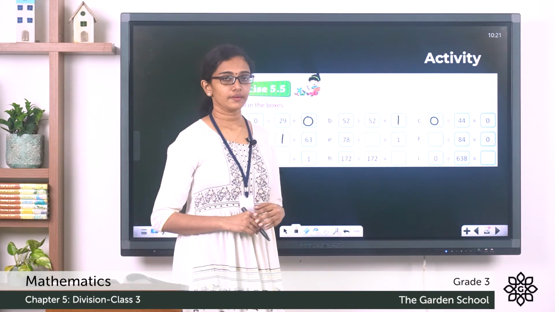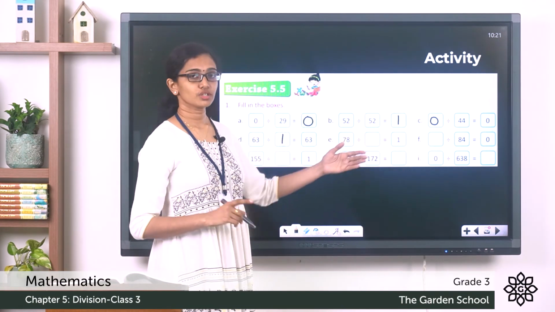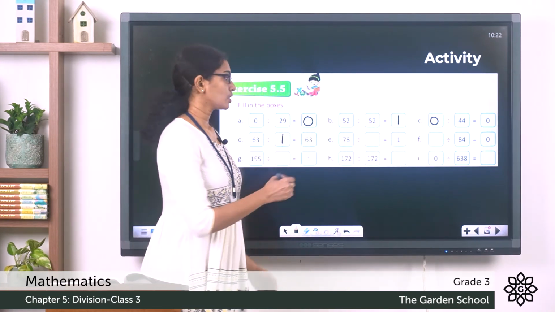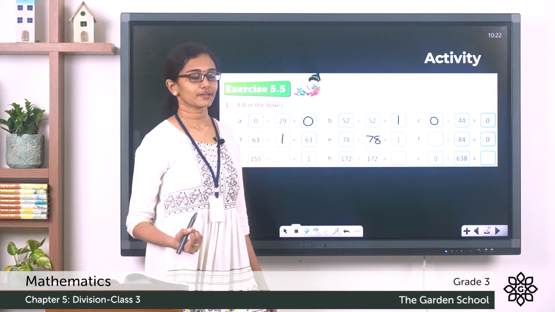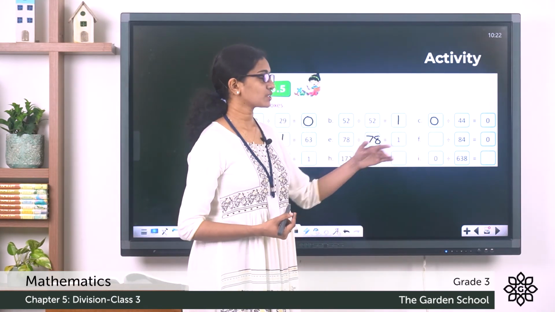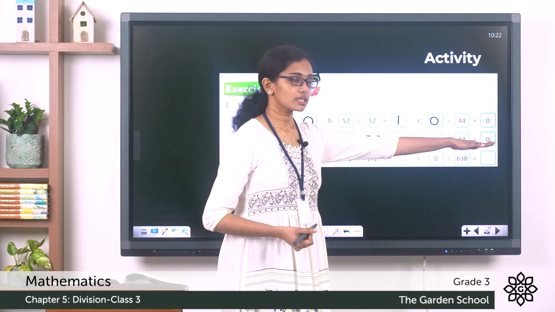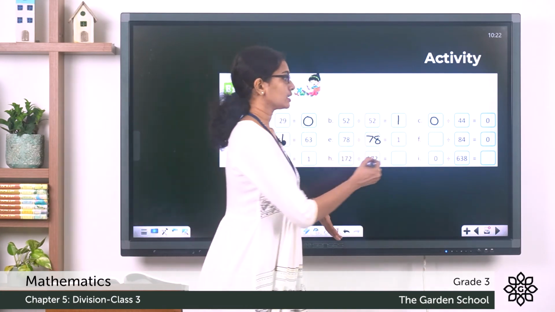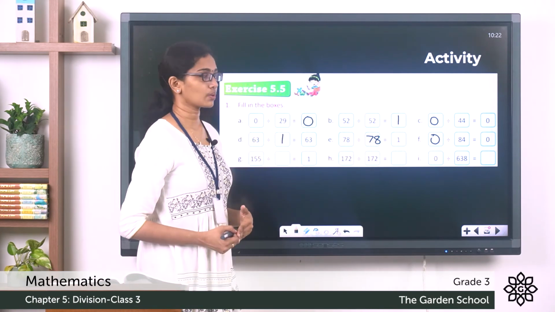Now question E, 78 divided by dash is equal to 1. For the quotient to be 1, the number should be divided by the number itself. So what should come here? 78 divided by 78. Now question F, dash divided by 84 is equal to 0. The quotient is 0 and you have a divisor, so the dividend should be 0. 0 divided by any number is equal to 0 itself.